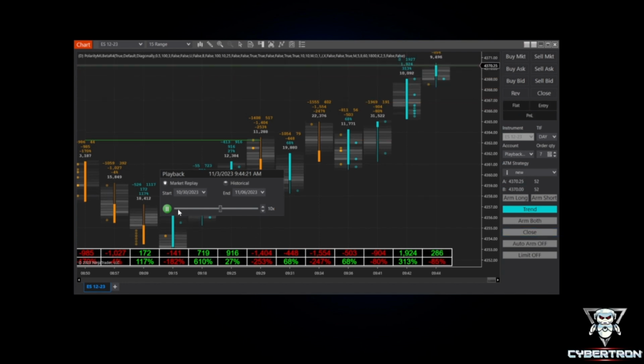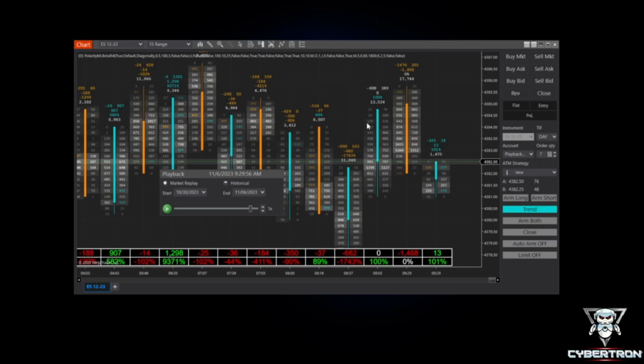Target filled. We got our win. And moving on to Monday. Let's arm long, the open is here.